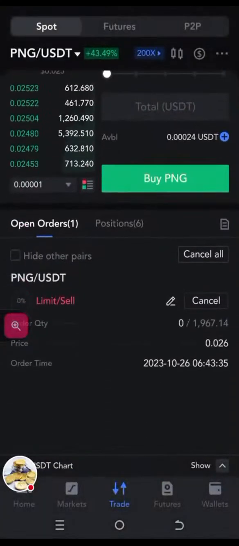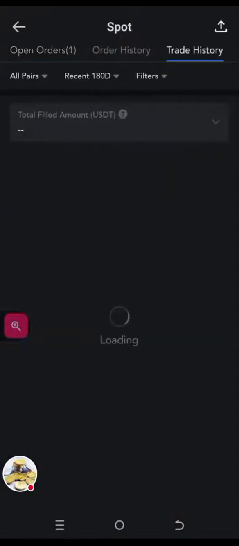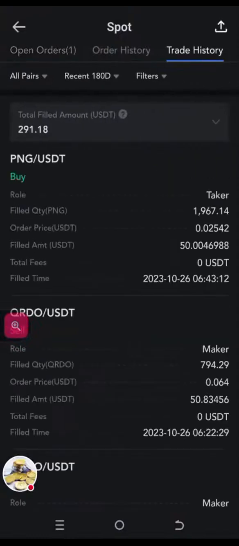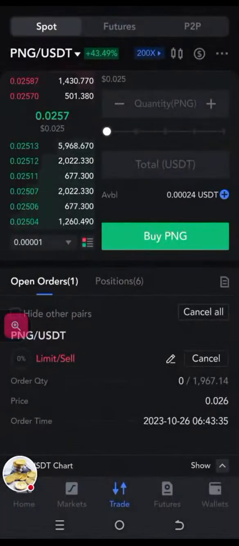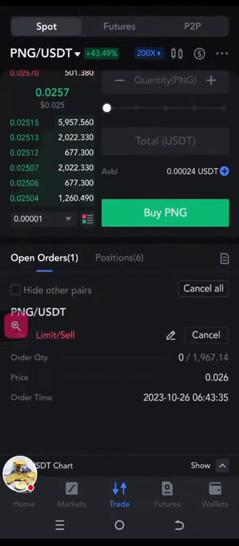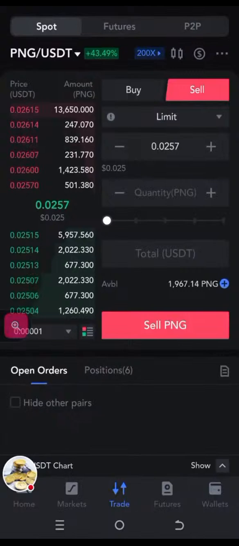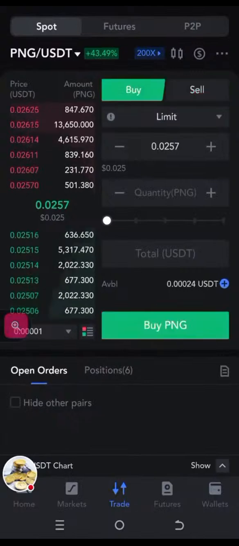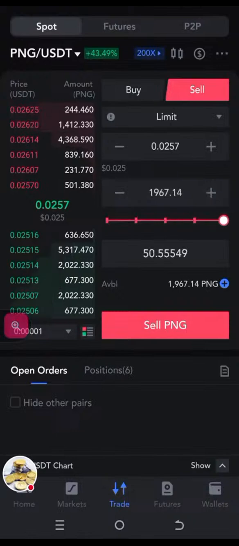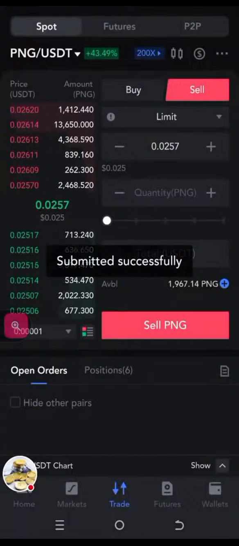Have we cashed out? Let me see. How much did we buy it at? It's supposed to be 26, right? I think we bought it at 2542. Let's see what it is now. 257. Let's see if there's any money to be made. Oh, there's money to be made. Let's go ahead and sell.